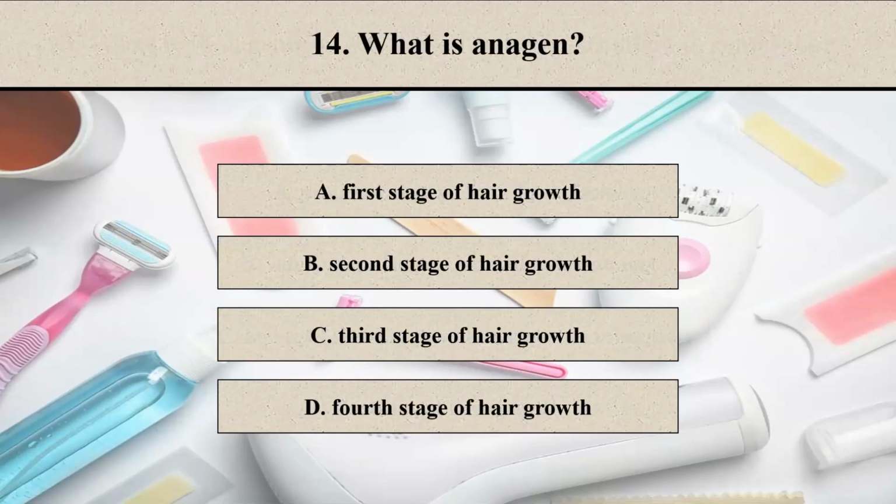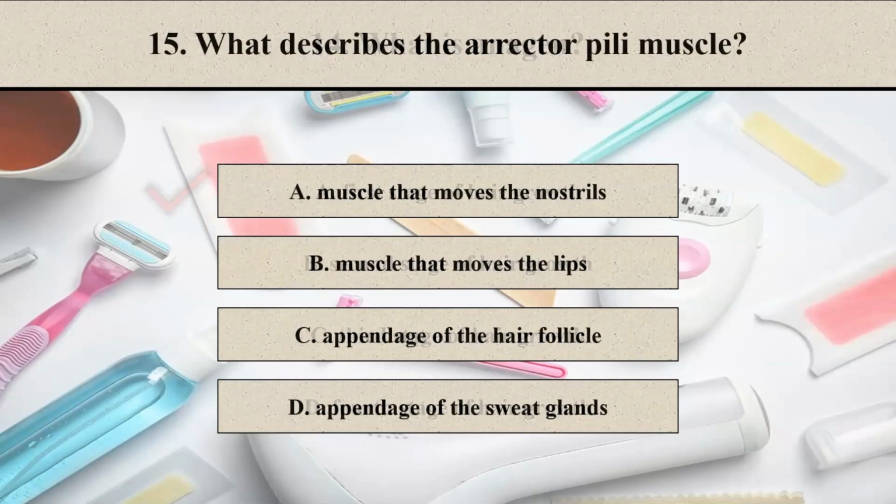What is anagen? Is it first stage of hair growth, second stage of hair growth, third stage of hair growth, fourth stage of hair growth? If you chose A, first stage of hair growth, you are correct.